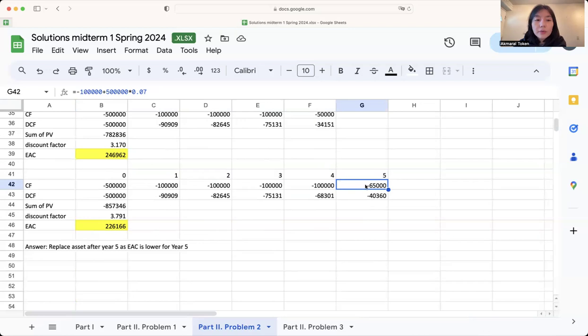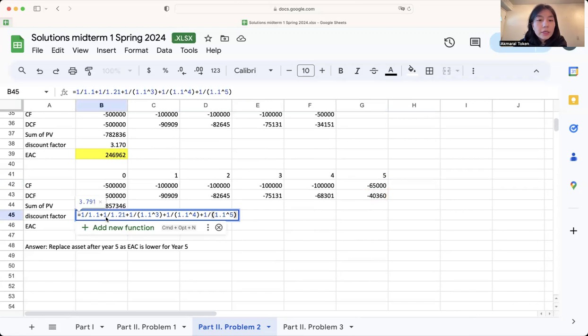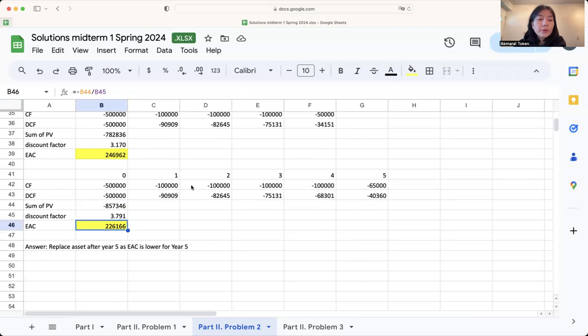So basically, you have minus $65 outflow on the 5th year of operations. Then you discount all the cash flows, find the sum of discounted cash flows, and find the discount factor. For the second option, the discount factor is a higher number because you also have to include the 5th year discount factor, which is 1 divided by 1.1 to the power of 5. So equivalent annual cost is the sum of PV divided by the discount factor.